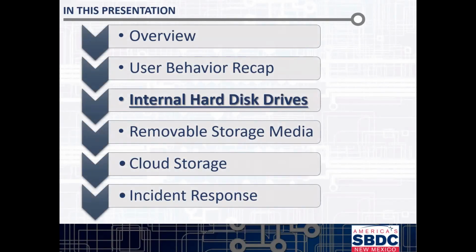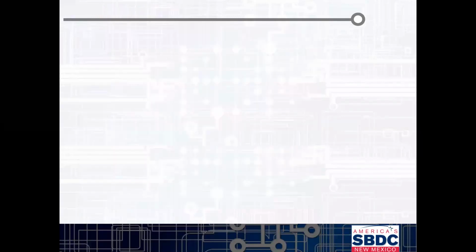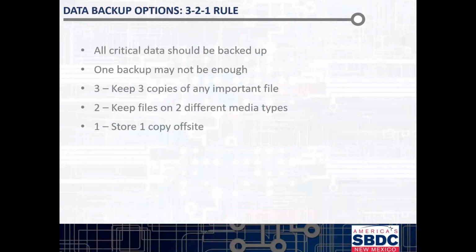So with that said, we're going to go ahead and jump into the different backup strategies that we're going to cover in today's session. For each backup type, we'll be covering four things: what is the type of backup, what are its pros, what are its cons, and what are its security concerns. And we'll cover that for each of the three types. But before we get into the first type, internal hard drives, just a quick overview on data backup.